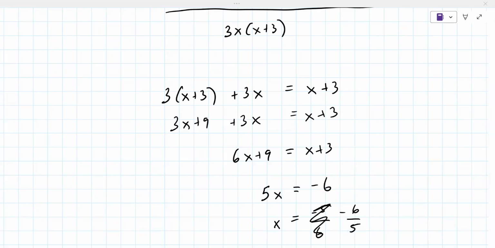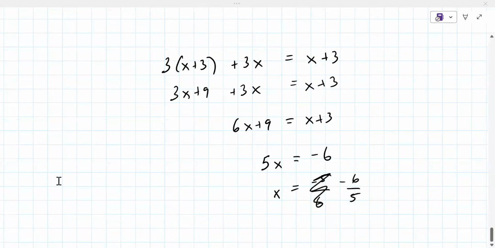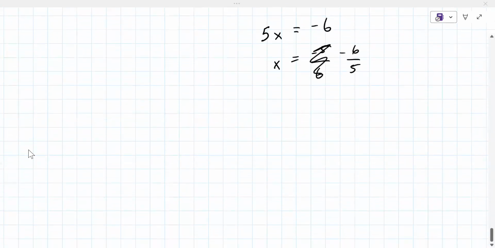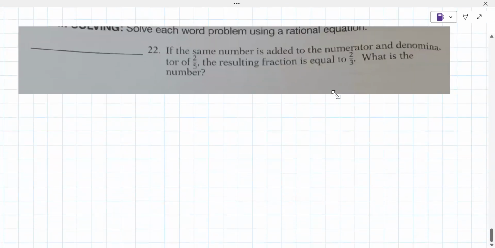That takes care of 21. We're up to 22 now. So for 22 and 23, you're going to write some sort of equation and then solve the problem. All right. So the hard part here is writing the equation.